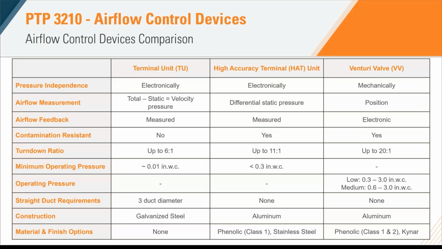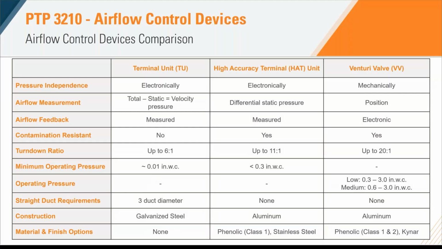Again, the Venturi valve, we're not worrying about minimum operating pressure for a Venturi valve. Instead, what we care about is the operating pressure. So that Venturi valve can be ordered to operate in a low or medium fashion. The low version of the Venturi valve can operate between 0.33 inches, and then the medium pressure Venturi valve can operate between 0.6 to 3 inches. So the key item to note, again, with the operating pressure of the Venturi valve, as long as that valve's measuring the pressure across the valve and it's within this range, it will control accurately across the full range of that valve.